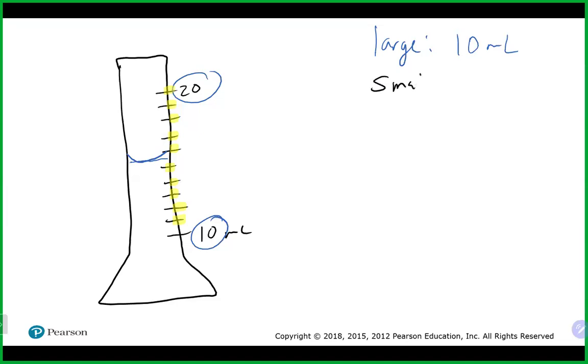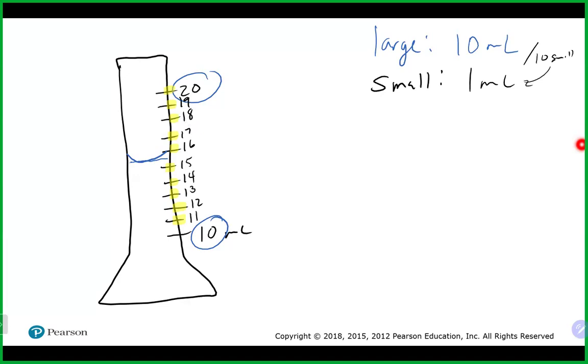That means each small marking represents how much? So big marking is 10 milliliters, and there's 10 markings between it. 10 divided by 10 is 1 milliliter. Yeah. There's 10 small markings, right? Gives us basically 1 milliliter each of those. That means that this marking is 11, that is 12, that is 13, that is 14, 15, 16, 17, 18, 19, and 20 as we go up there. Any questions on that there?